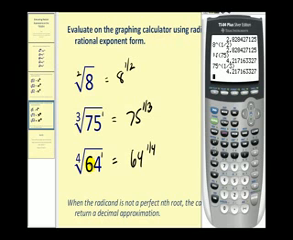And then lastly, for the fourth root of 64, we first type in the index 4, press math, and now we're going to select option 5, and now we type in our radicand of 64, or just 64 to the 1/4 power.